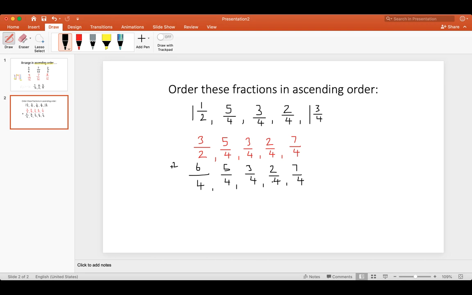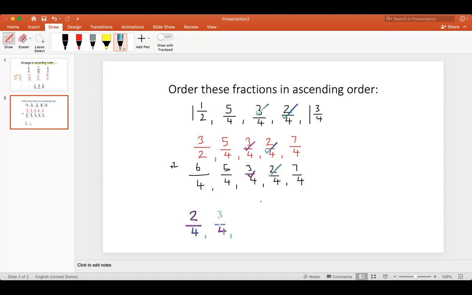So 2/4 is my first part of the answer. So that's the smallest one. And I'm just going to tick that off because I don't want to confuse myself. So I know that 2/4 is the smallest. So now I'm going to look at my numerators again, and I can see that 3/4 is the next largest fraction. So I'm going to put 3/4 as the next one, and I'm going to tick that off.